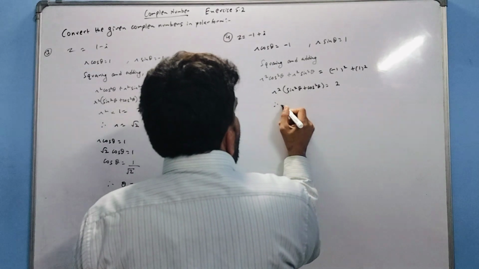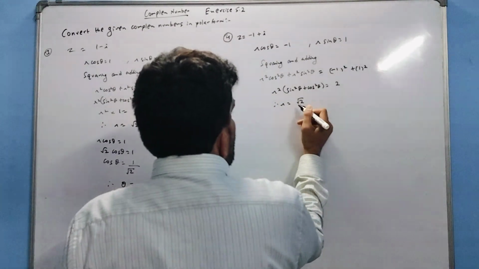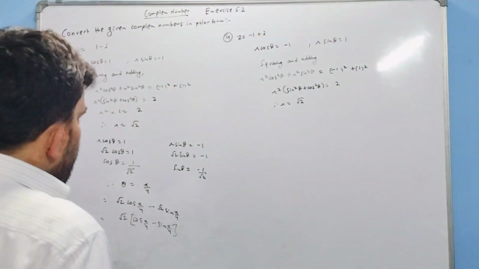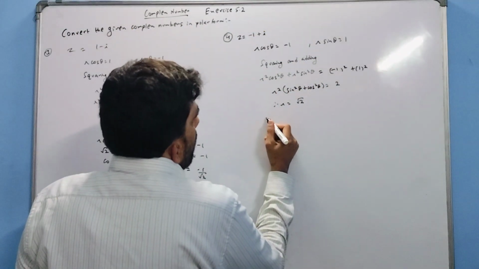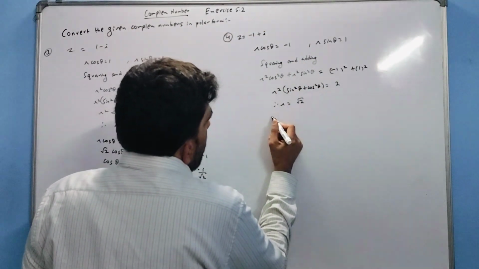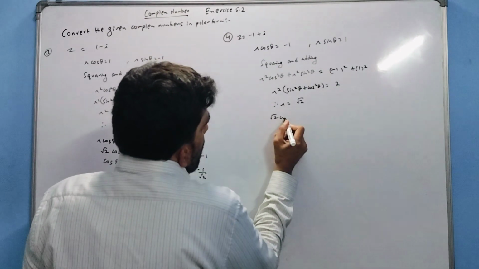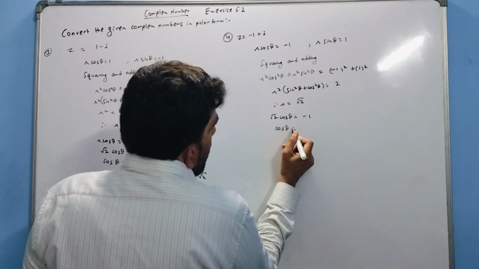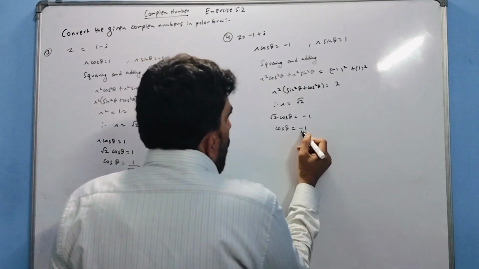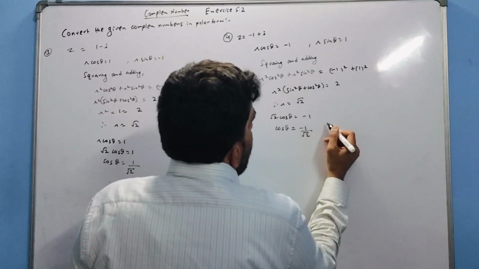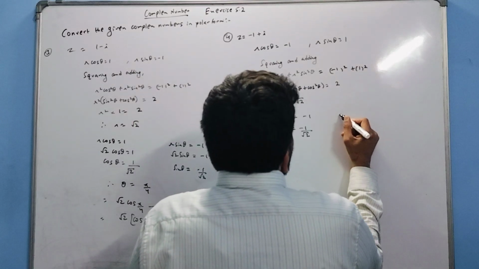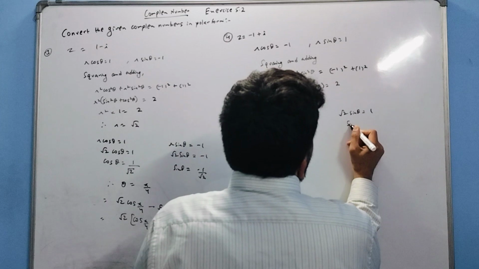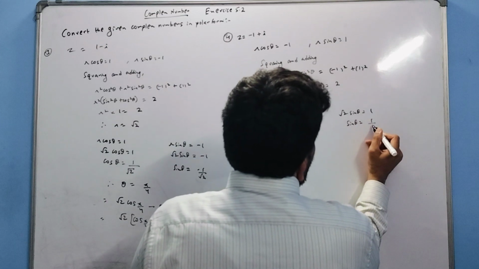So therefore r is equal to root 2. So finally here we have found the modulus. Now we'll try to find the angle here. So we have root 2 cos theta is equal to minus 1, so cos theta is equal to minus 1 upon root 2, and root 2 sin theta is equal to 1. So we have sin theta is equal to 1 upon root 2.